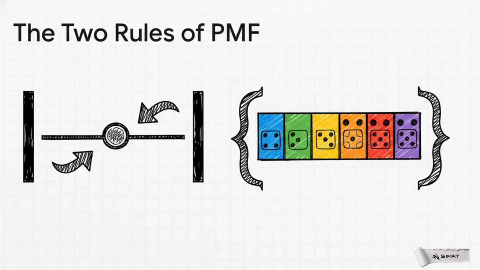Now, any PMF that's legit has to follow two really simple but super important rules. First, a probability can't be negative, and it can't be more than 100%. Makes sense, right? And second, if you add up the probabilities of all the possible outcomes, like we see with the dice, they have to add up to exactly 1. I mean, something has to happen, so the total chance has to be 100%.